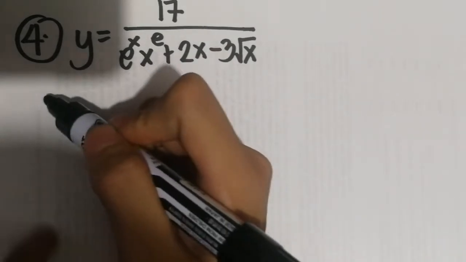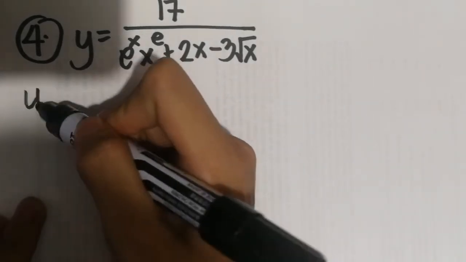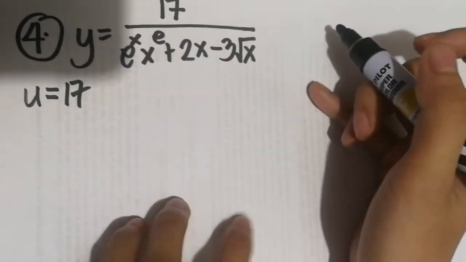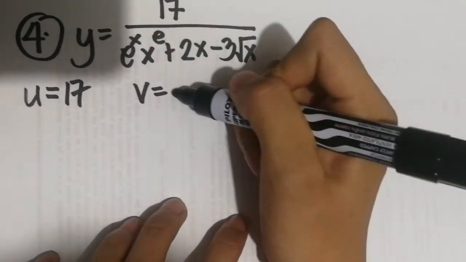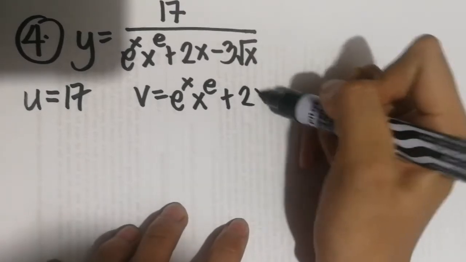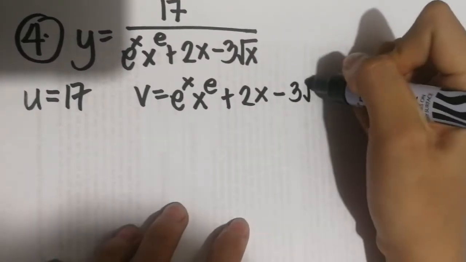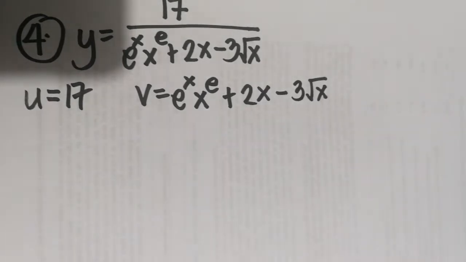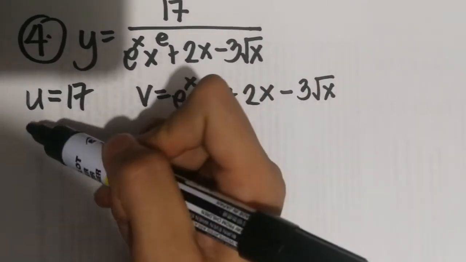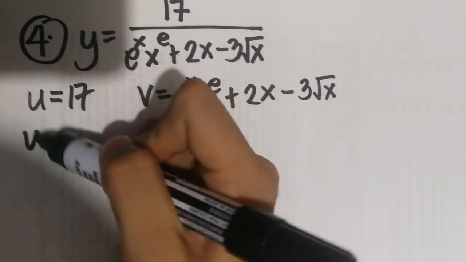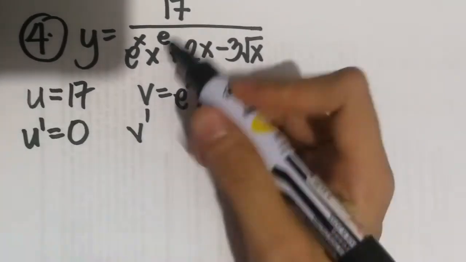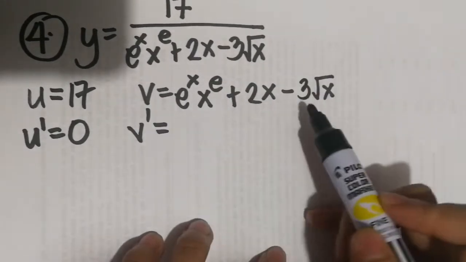Therefore, we have to let u, which is the numerator, which is 17, then v is the denominator, which is e to the x times x to the e plus 2x minus 3 times the square root of x. Then, find the derivative of u and v. So, since this is constant, u prime now is 0. Then, v prime is, we have 3 terms here.